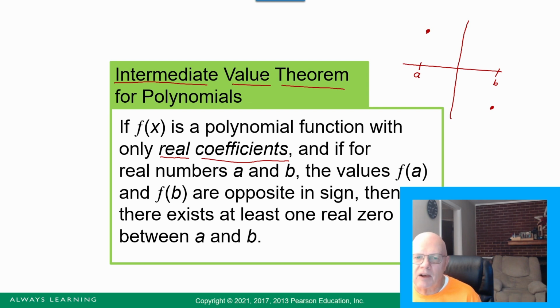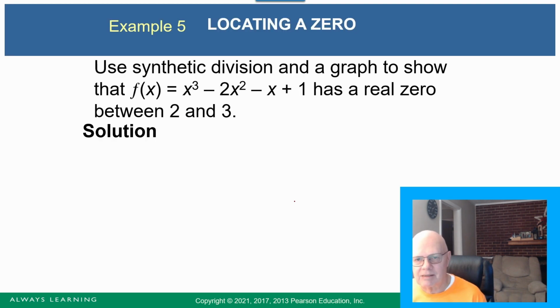The intermediate value theorem says that to get from here down to here, somewhere you have to cross the x-axis. So you can't get from here to here without crossing the x-axis somewhere. So there's at least one real zero between a and b because it has to cross the x-axis. All right, we're finally getting toward the end.